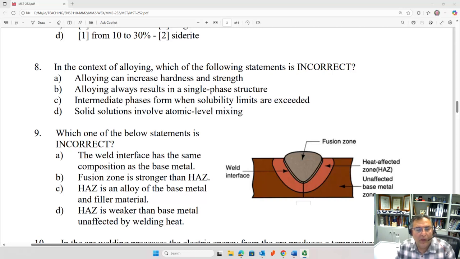So C is incorrect. And D, HAZ is weaker than the base metal unaffected by welding heat. This is true. HAZ is subjected to thermal tension, and it has got residual stress in it. So it is weaker than the base metal, which is not affected by heat. So the only incorrect statement is C.